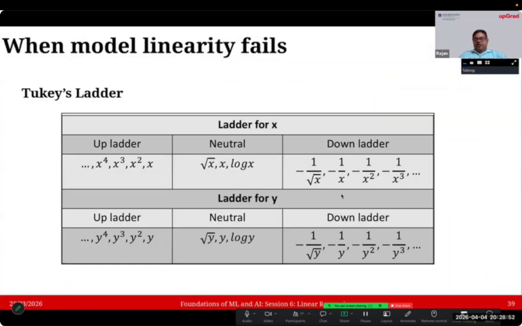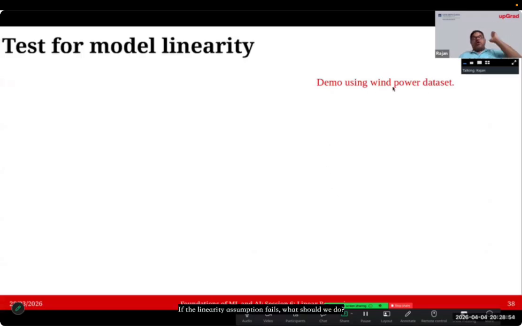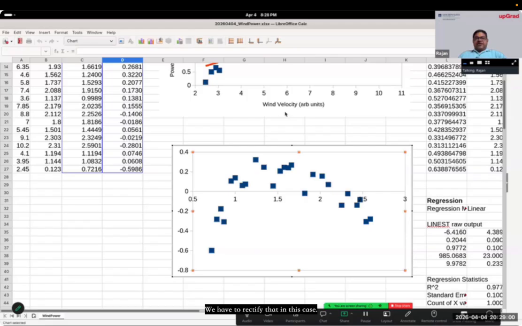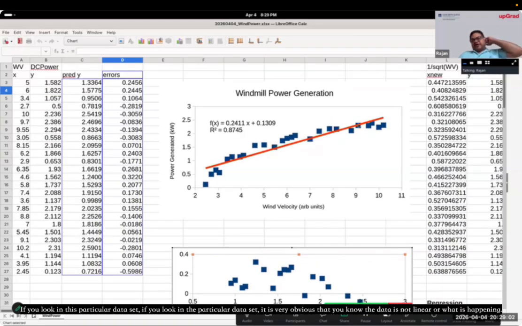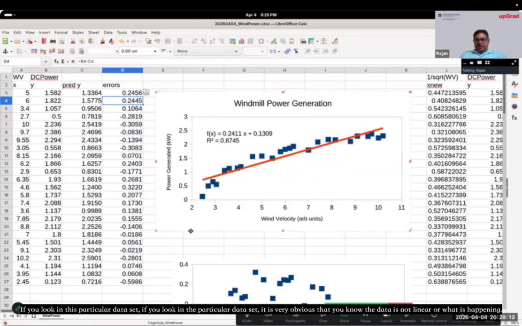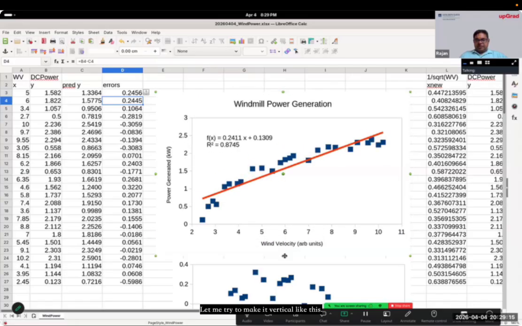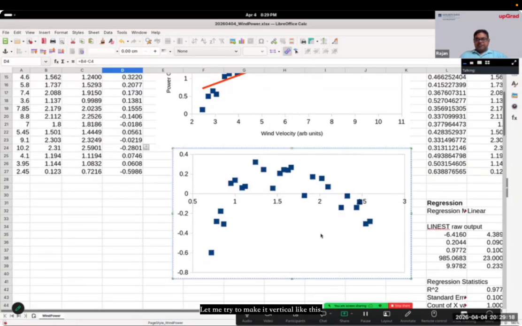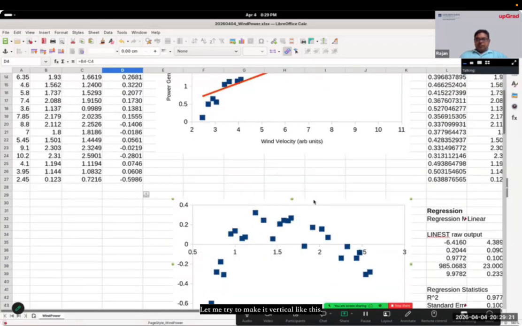Okay. If the linearity assumption fails, what should we do? We have to rectify that, and that's something we are going to do. In this particular data set, it's very obvious that the data is not linear. What is happening? 80% pass and 20% failure. Then the odds is 4. This means a student is 4 times more likely to pass than fail.